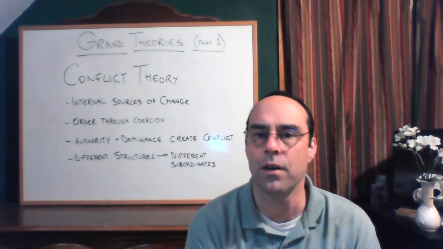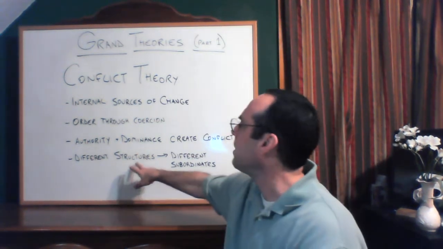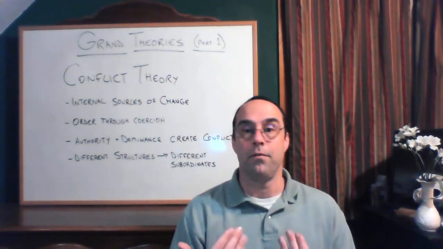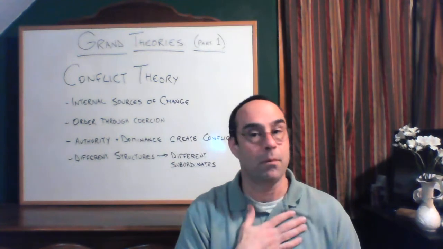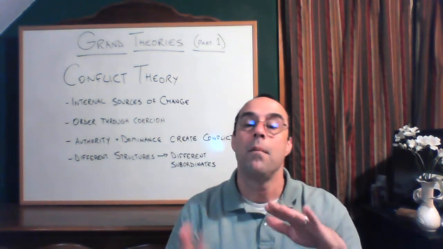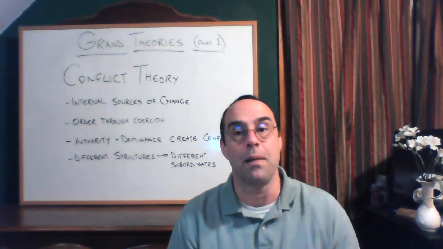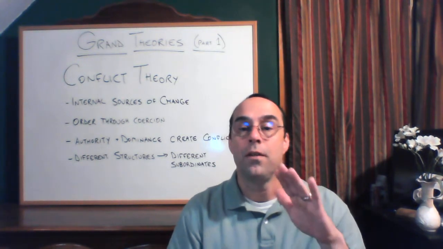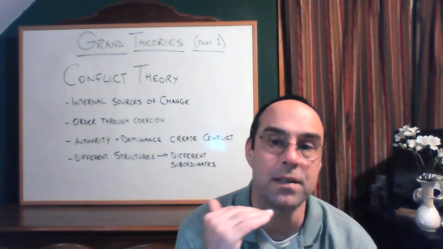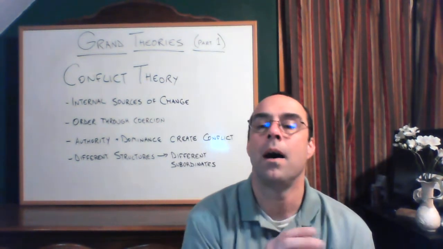And this is what Dahrendorf means about, in a different structure, there might be a different subordinate. In the structure of education, I am clearly the superior, the superordinate, and you are the subordinate. But the National Guard gives us an example of a situation in which those roles might be reversed. Same two individuals, but different positions.